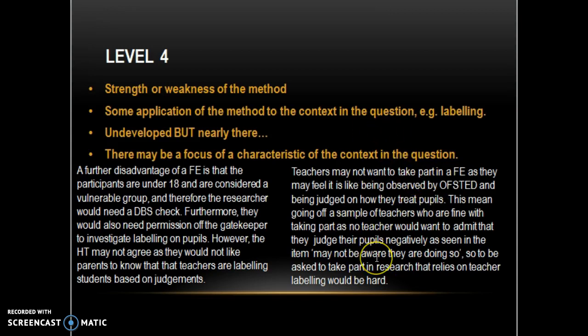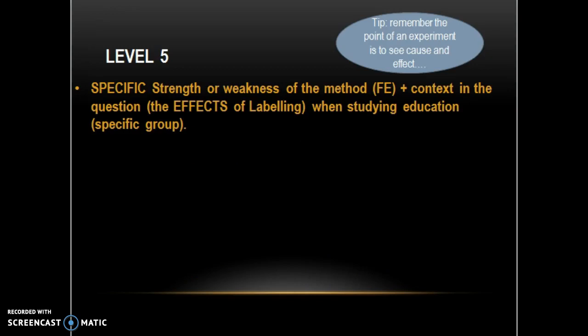This second example is very similar. There's a clear weakness of the sample. They might not be involved, but yet again, there's nothing specific about field experiments. They're saying, oh, it's like being observed by Ofsted or whatever. It needs to be a little bit more explicit to the field experiment parts to get level 5. It's got the labelling part, but it's not got the field experiment part. So at this point, you have got the whole shebang, okay? Strength and weakness of the method, plus the context in the question when studying the education of a specific group.